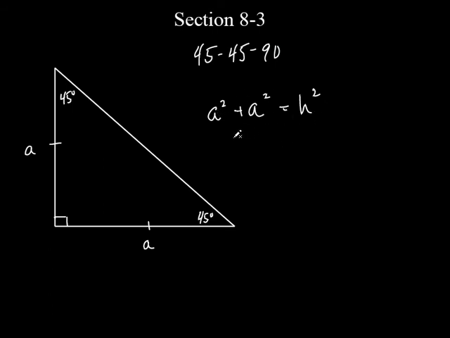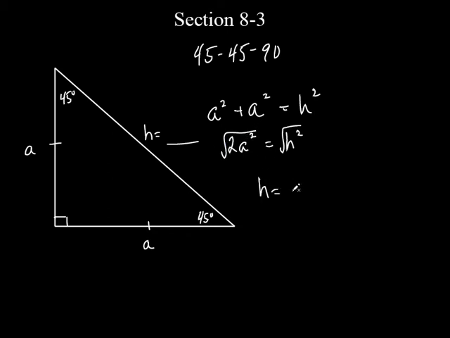Well, what's a squared plus a squared? It's 2a squared. Would you agree? Equals h squared. What I want to find out is what h is equal to, in relationship to these two sides right here. And I used a because that could represent any number at all. So if I want to get h by itself, what would I do? I would take the square root. Well, how do I simplify that?